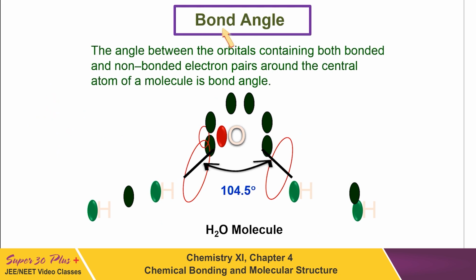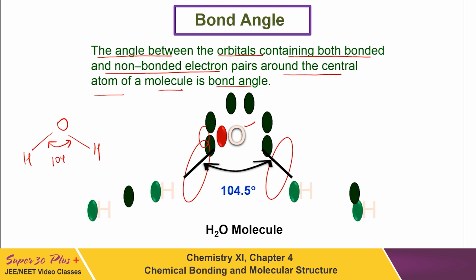Another bond parameter is the bond angle, and it is very simple. What is an angle? An angle is always plotted between two. So the angle between orbitals containing both bonded and non-bonded electron pairs around the central atom of a molecule is called the bond angle. See, this one is the oxygen atom, and it is surrounded by two hydrogen atoms. So here is the bond angle. In case of water, it is 104 degrees and 5 minutes. This is the bond angle in the water molecule.